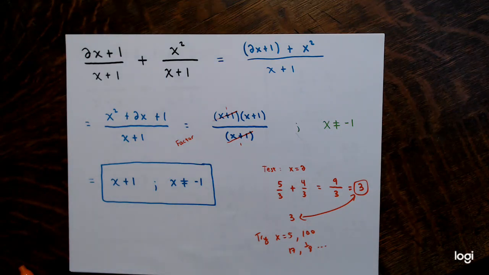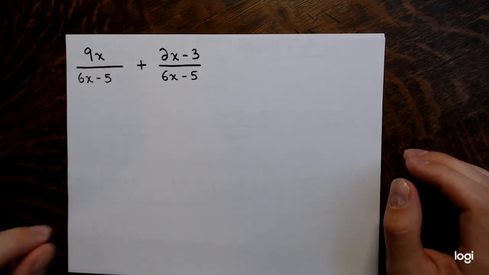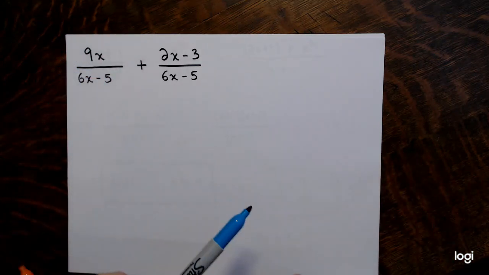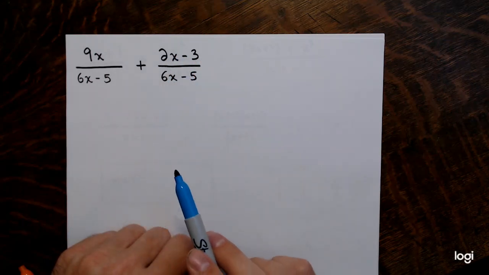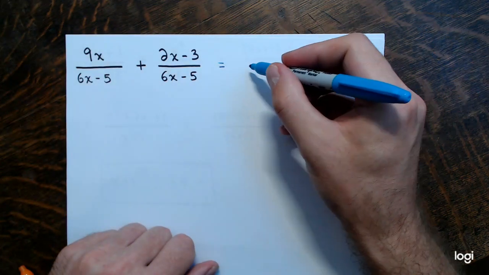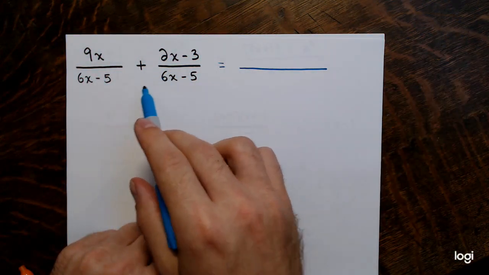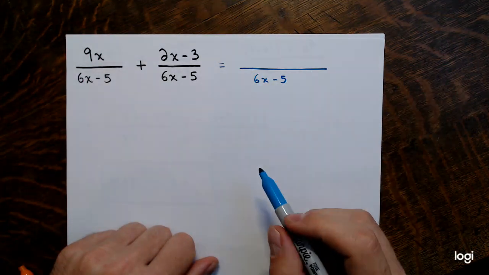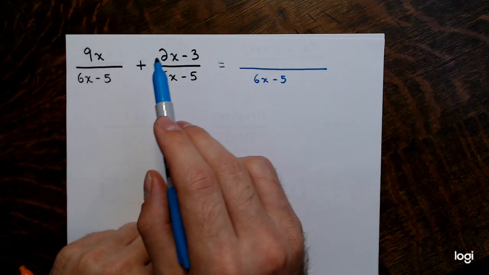So I just got a couple more. Again, pretty simple. The denominators are already the same. So here I have 9x over 6x minus 5 plus (2x minus 3) over 6x minus 5. Again, the same denominator already, so we can put them together right now. Make the sum. The sum of these two fractions will have the same denominator, 6x minus 5, and the numerator of the sum will just be the sum of these numerators.